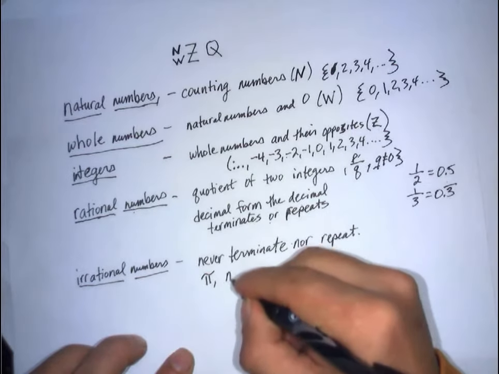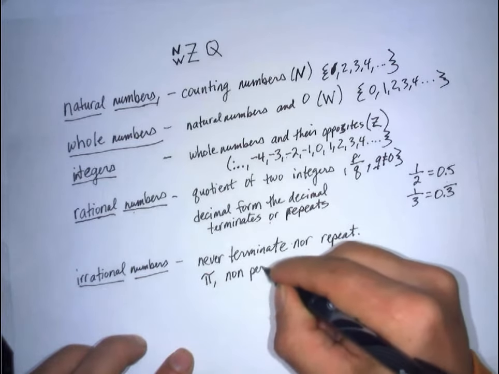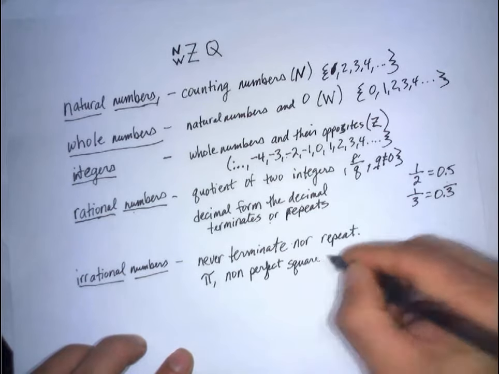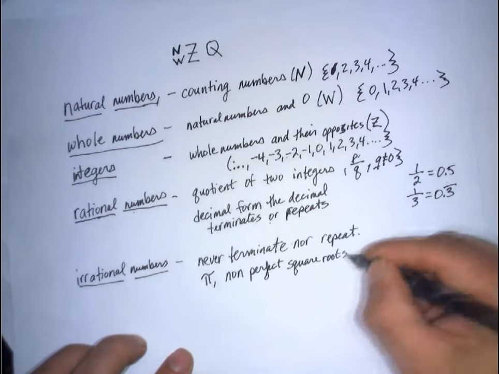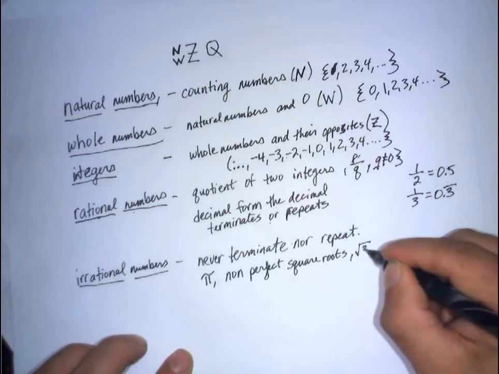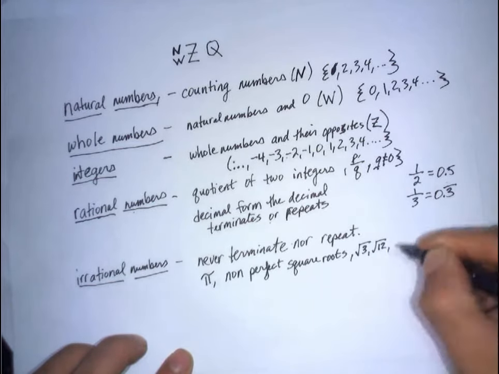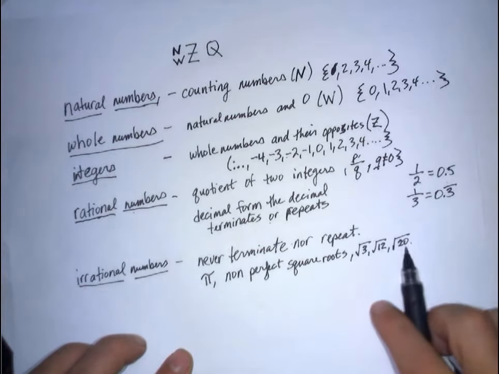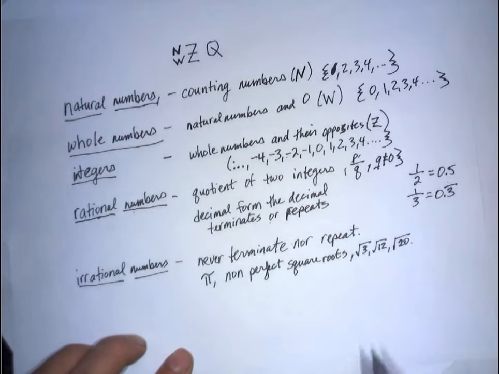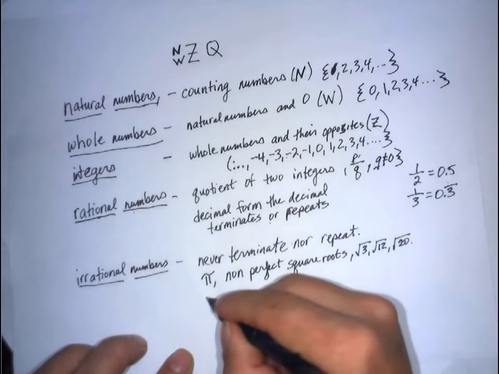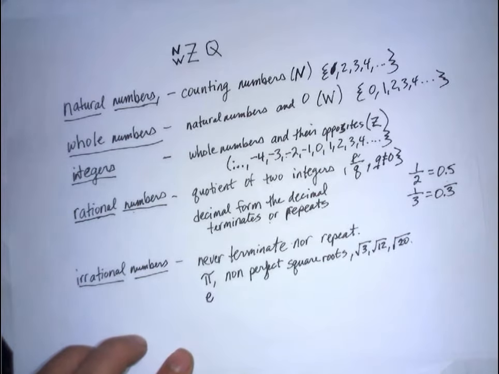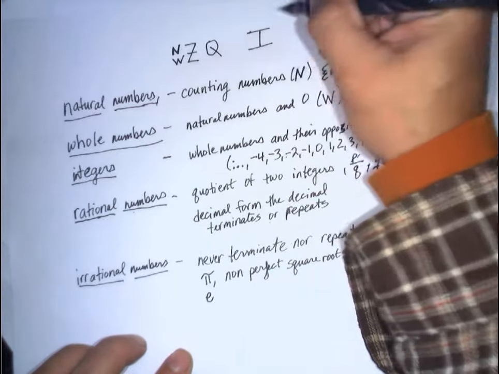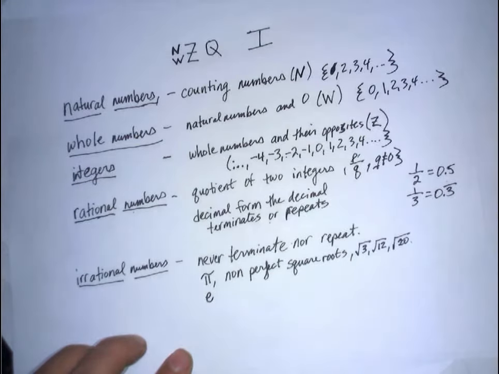And non-perfect square roots. For example, the square root of 3, the square root of 12, the square root of 20, which we found in the previous example, a kind of approximation of it. And you're going to learn later about a number called E. It is also irrational, and it comes over here by itself. And we use the letter I to represent the irrational numbers.